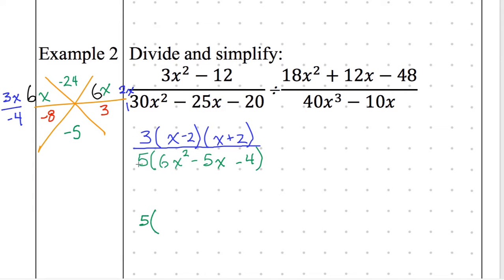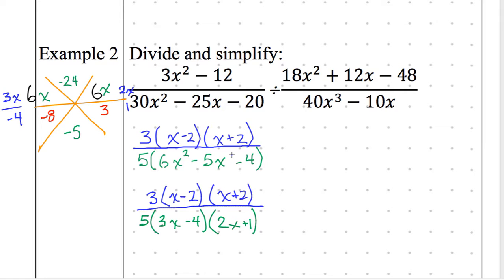So we still have this 5 factored out on the bottom, right? The denominator still has that 5. This inner part, the 6x squared minus 5x minus 4, that turned into 3x minus 4 times 2x plus 1. This top did not change. This top was still 3 times x minus 2 times x plus 2. I guess I didn't really erase it like I said I was going to.